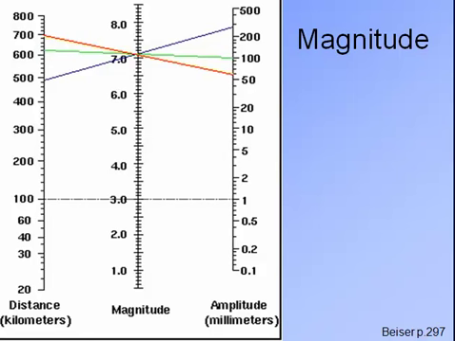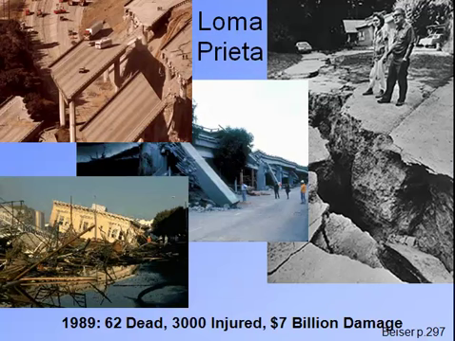I've got some pictures from this earthquake, so let me show you that real quick. Right here, this was the Loma Prieta earthquake. It was in 1989. 62 people were killed, 3,000 were injured, $7 billion in damage. We've had some big earthquakes here lately. Haiti was a terrible thing, and India had a big one. China had a huge one. These things hit all around.